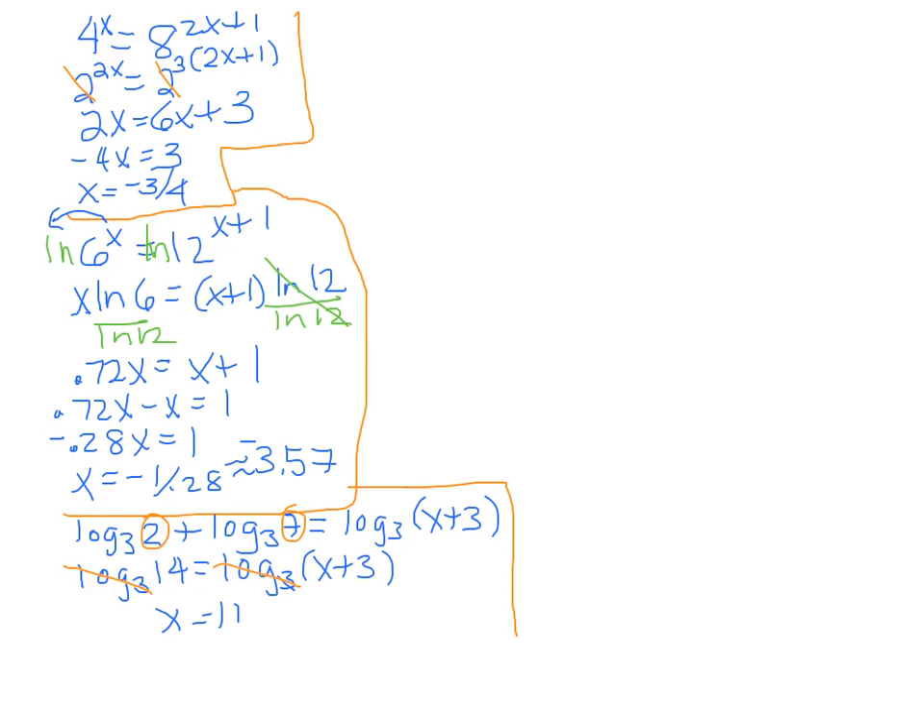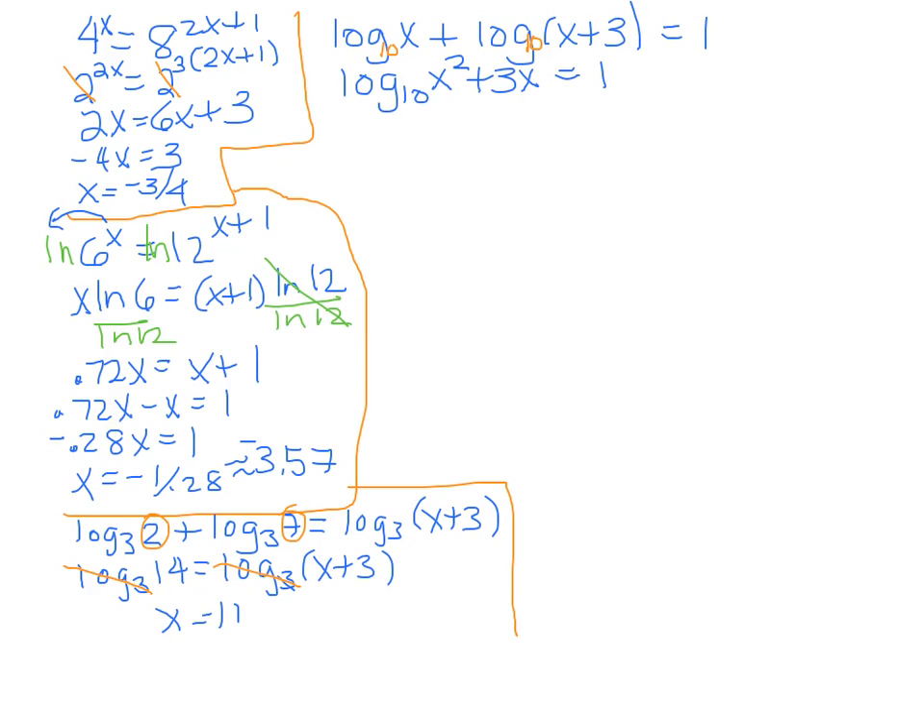Okay, so now let's move and do our log x plus log x plus 3 equals 1. Now notice there's not even any base written, so you want to recognize that when there's nothing written, it's understood that that's going to be a base 10. So we need to use our properties to make this into one log base 10. So since it's addition, that'll become multiplication, x squared plus 3x equals 1.